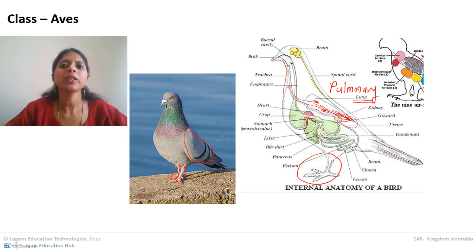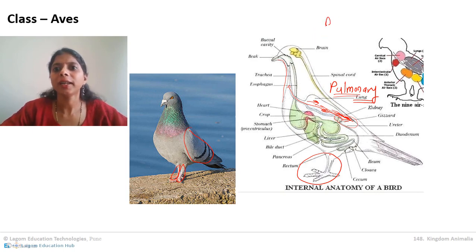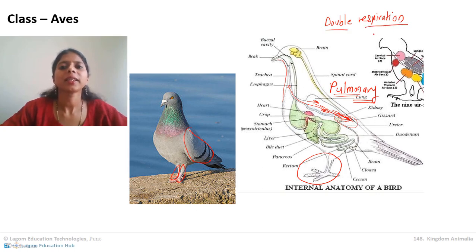So double circulation is very helpful for the birds. Understanding? So respiration, pulmonary respiration, is characterized by double respiration. And double respiration is for circulating air in the air sacs, as well as keeping the temperature down. Understanding? Now this is about its respiratory system.